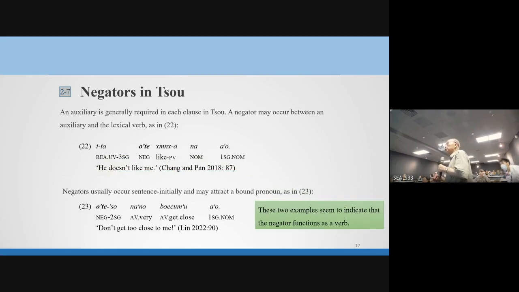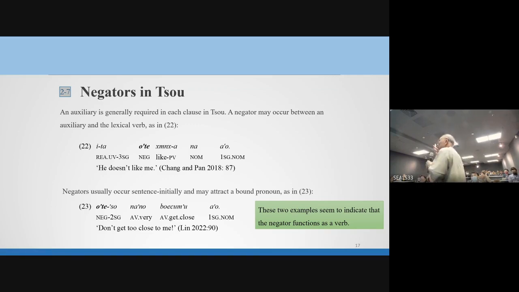Atayal generally requires in each clause that you need to make an occur between an auxiliary verb and a lexical verb. For instance, here, negator. It doesn't work very well. Yeah, you can see. Negator, where is negator here? Okay. Sorry.